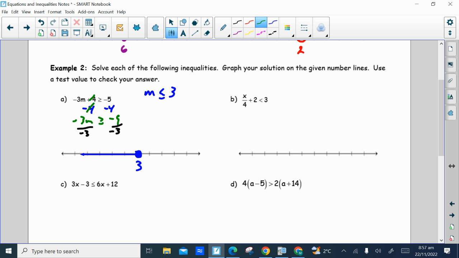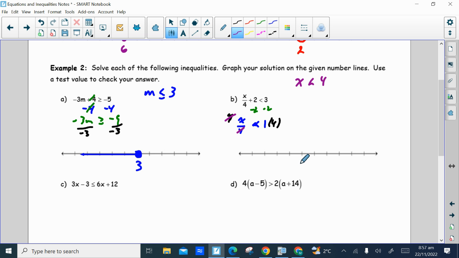Question B, I would start by subtracting the 2 from both sides. So again, subtracting a value never changes the inequality, only if you multiply or divide, which is not what's happening here. So that leaves us with x over 4 less than 1. 3 take away 2 is 1. And now I will multiply both sides by positive 4. The opposite of dividing by 4 is multiplying by 4. So 4 divided by 4 cancels, and we have x is less than 4.